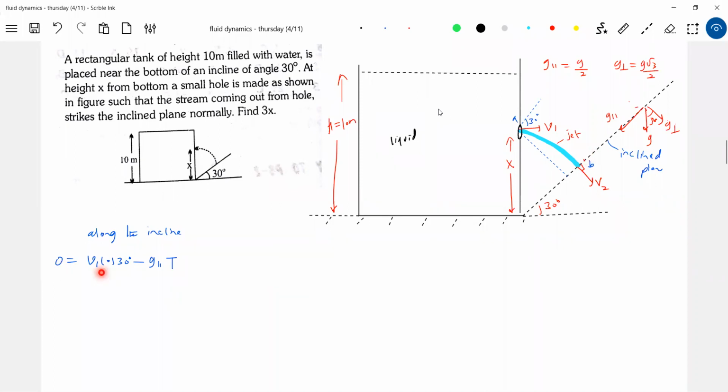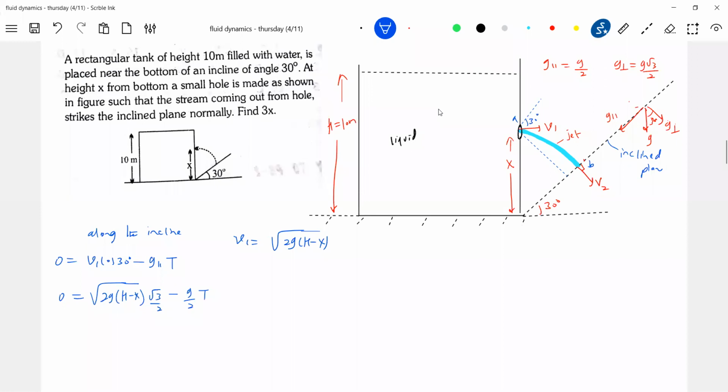So now what is V1? Directly shall we write root of 2G into H minus X. From where is this brought? Velocity of efflux, because at what depth is the hole? At a depth H minus X. Substitute that here: 0 is equal to root of 2G H minus X, cos 30 will be root 3 by 2, minus G parallel, which is G by 2, into T.